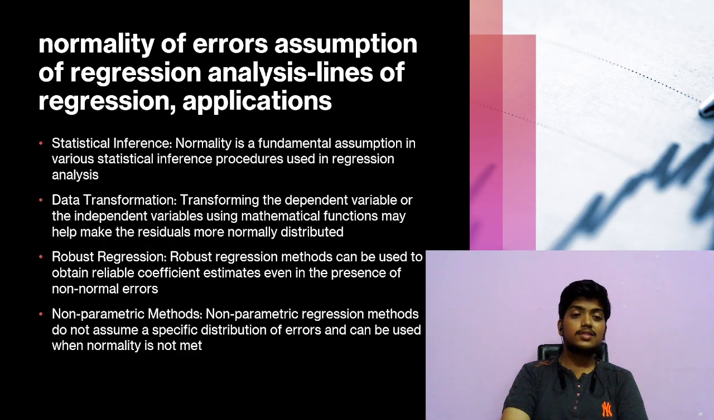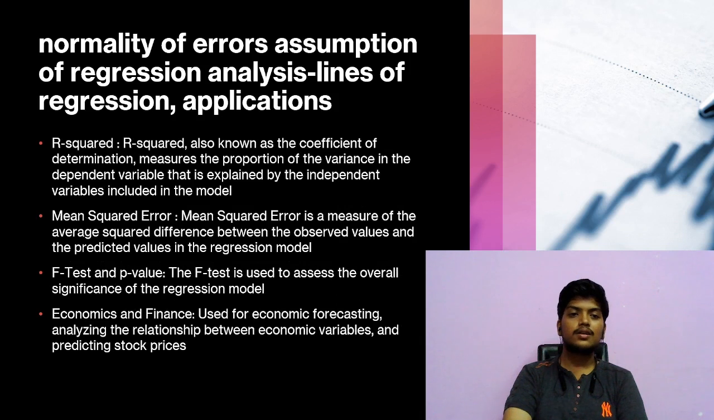Statistical inference, data transformation, robust regression, as well as non-parametric methods. Statistical inference: normality is a fundamental assumption in various statistical inference procedures. Data transformation: a mathematical function may help make the residuals more normally distributed. Robust regression: provides estimates even in the presence of non-normal errors. Non-parametric methods: these do not assume a distribution of errors and can be used when normality is not met.